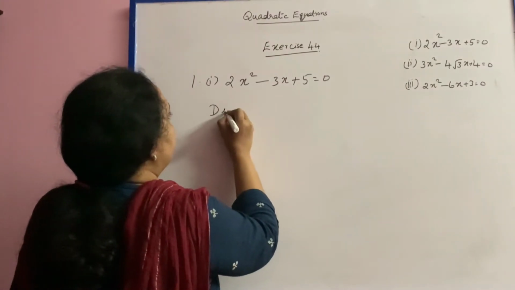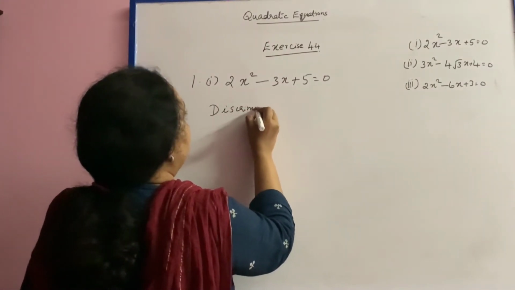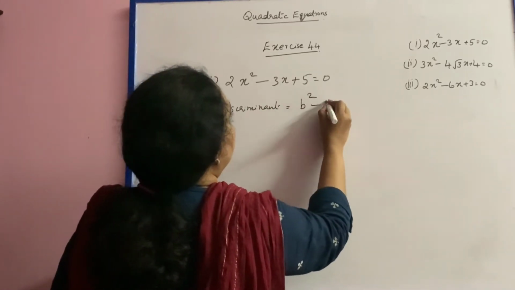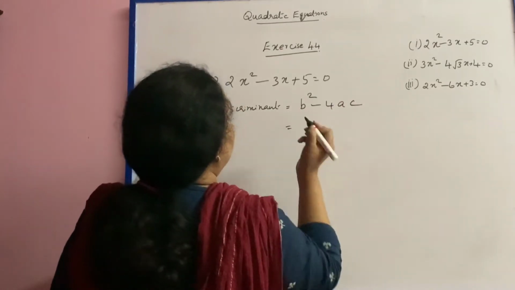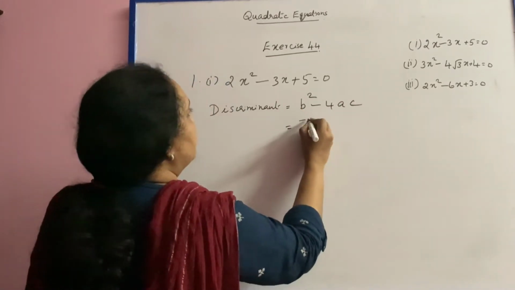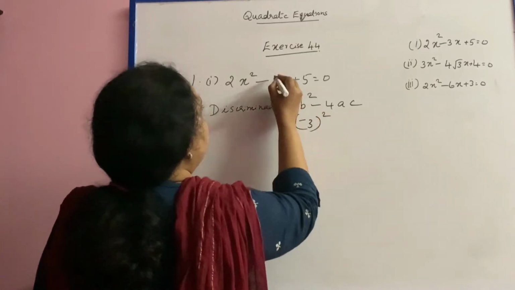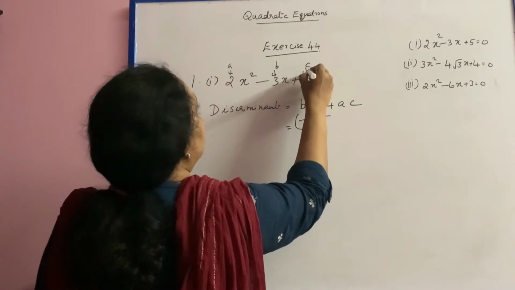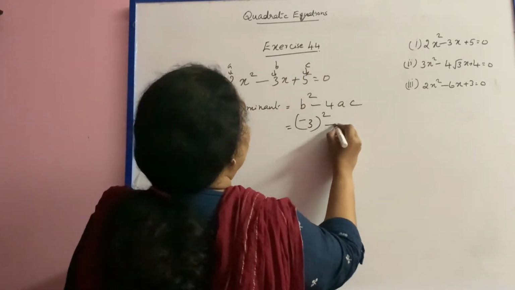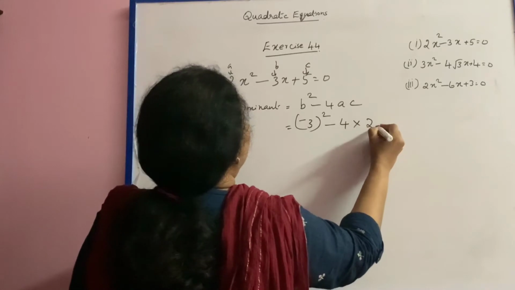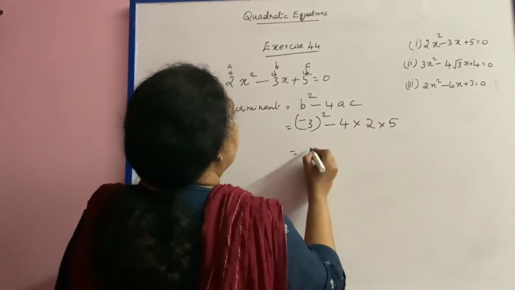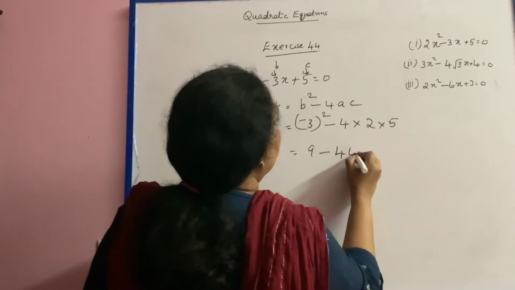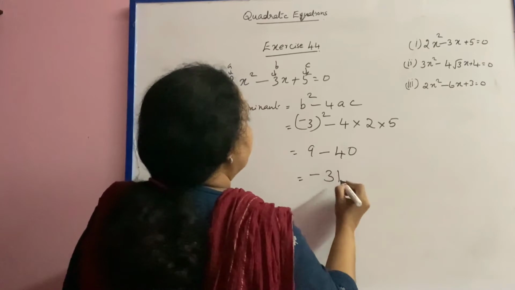Discriminant is equal to, what is b here? This is a, b, c. b is negative 3. b square minus 4 into a into c is equal to 9 minus 40, which is equal to negative 31.